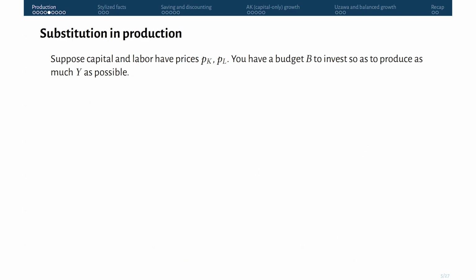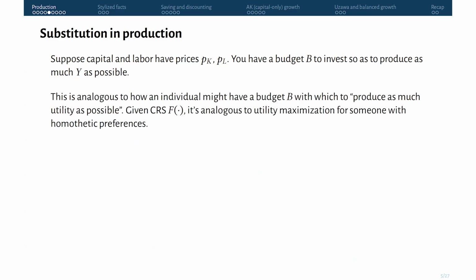So let's say that we do have CRS and capital and labor have their prices, and some firm has a budget B to invest so as to produce as much output as possible. Note how analogous this is to the question we were considering last time of how an individual with some budget can produce as much utility as possible, as it were. In particular, given a constant returns to scale production function, this will be exactly analogous to utility maximization under homothetic preferences.